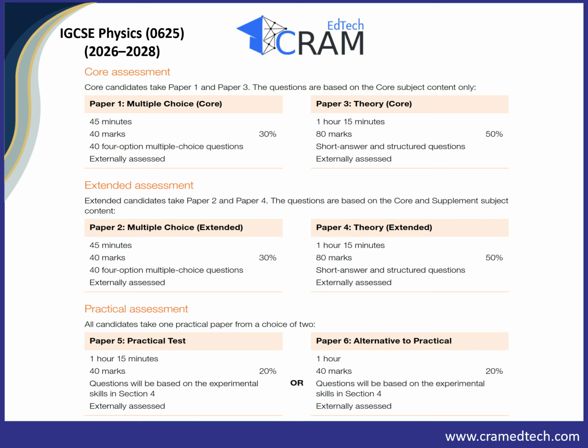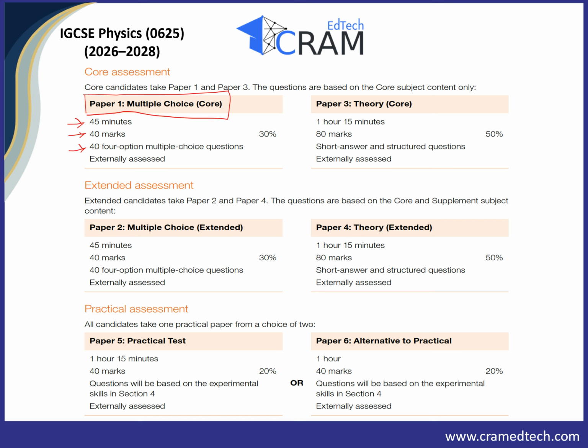Now we would like to see what assessments core students are writing and what assessments extended students are writing. If you see here, we have paper 1, multiple choice. For the core students, it is 45 minutes, 40 marks, and 40 questions. Each question has 4 options. The student has to choose the one correct option. This is for the core.